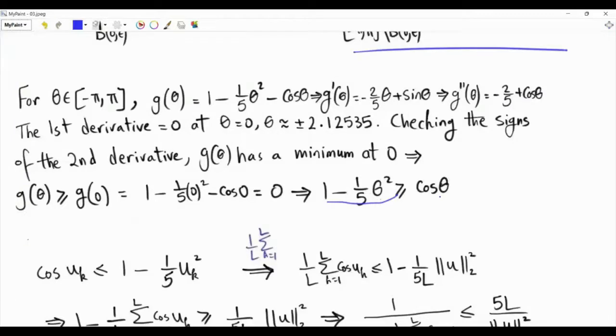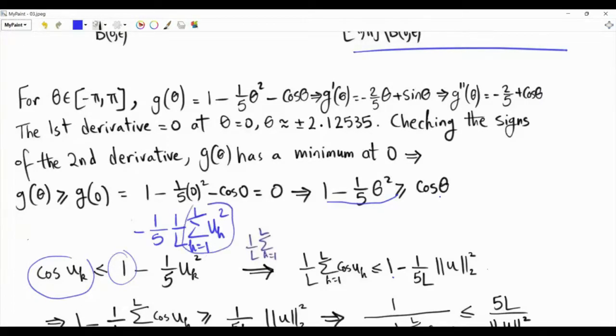What we can do now is to take this inequality and apply it to cosine uk. Cosine uk is less than or equal to 1 minus 1/5 of uk squared. We can write down this inequality for u1, u2, all the way to uL. And then we can sum the inequalities, and then we can divide by L. So the left-hand side becomes 1 over L, summation k from 1 to L, cosine uk. On the right, the 1, when it is summed L times, gives L; L over L is 1. And then when we do this summation here, we will get minus 1/5 times 1 over L, and then the summation of uk squared, k from 1 to L.